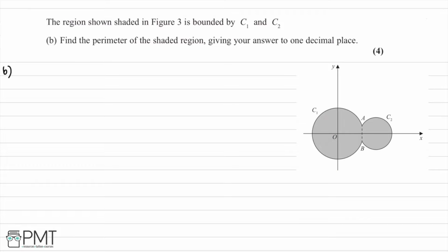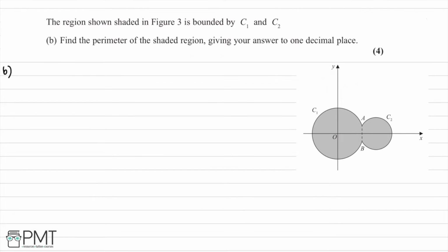So now we can see that the region which is shown in this graph here by the shaded bits is bounded by C1 and C2. And we are asked to find the perimeter of the shaded region, and we're asked to give our answers to 1 decimal place. So what is the perimeter? We effectively know that the perimeter is going to be right around the edge of our shape. Normally we can work out the perimeter or the circumference of a circle, but this time we can see that we have 2 circles, but they're not full circles because we have the bits where they join up.